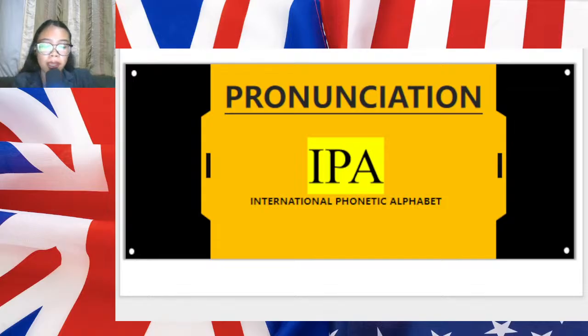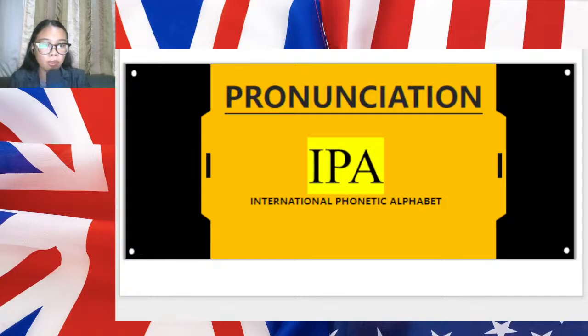Now, the beauty of the IPA is that each symbol represents only one sound, and each sound is represented by only one symbol. One symbol, one sound. Very easy, no more guessing. It cuts through all the spelling confusion and focuses purely on how sounds are made.